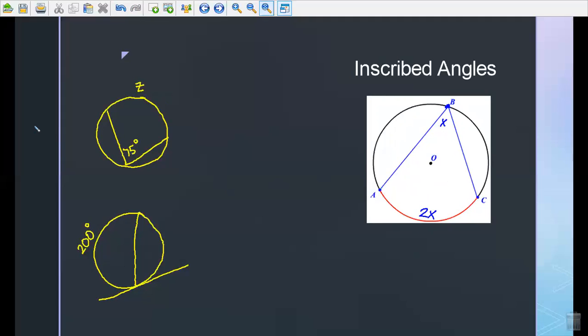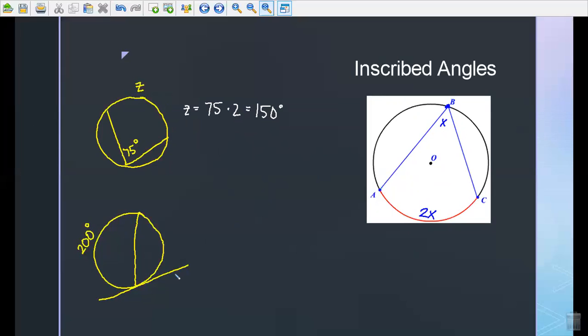So for my examples over here, I'm given that my inscribed angle here is 75, and I want the arc. That means that this is half of the arc, so Z is going to equal 75 times 2, or 150 degrees. Okay, down here, this one looks a little bit different.